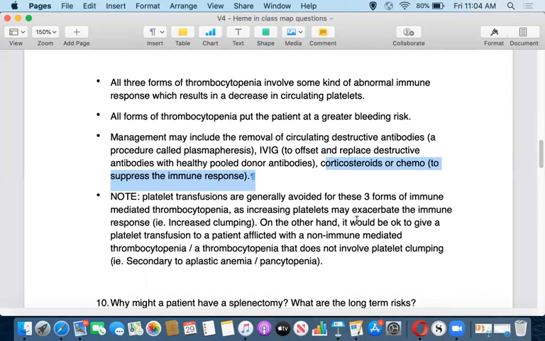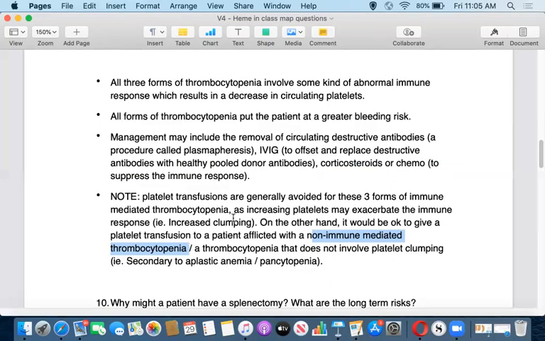As for platelet transfusions, even though in thrombocytopenia platelets are low, very often it's not recommended to give more platelets because it will just exacerbate the immune response. If there was a non-immune mediated thrombocytopenia, say something from chemotherapy that causes a decrease in all cells, including platelets, well, maybe the patient could get platelets then. But that's not the type of thrombocytopenia we're talking about in this question.